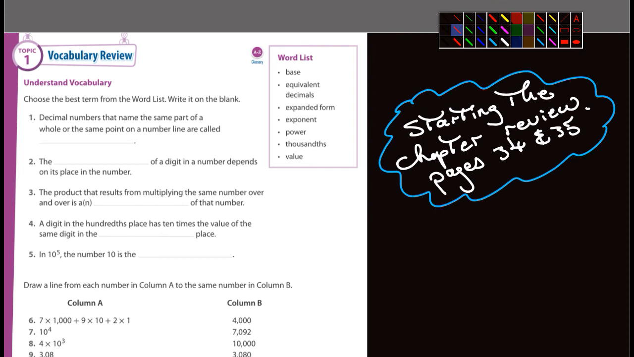It says decimal numbers that name the same part of a whole or the same point on a number line are called what? Base? No, that doesn't make any sense. Equivalent decimals? No, that could be it. Expanded form, no. Exponent, no. Power, thousands, value, no. So it looks like it would be equivalent decimals. So you guys would just simply write that in your book. Okay, that's how you do the vocabulary review.